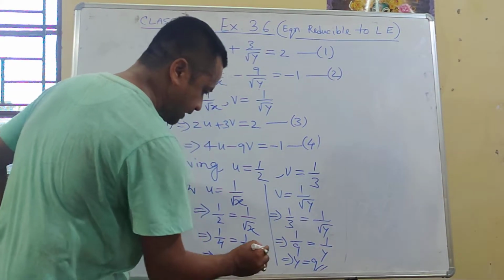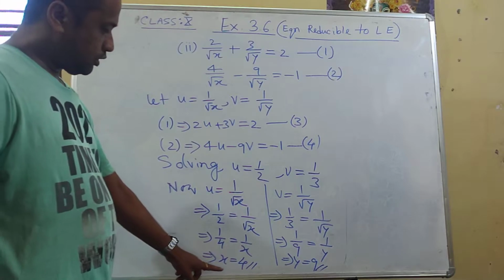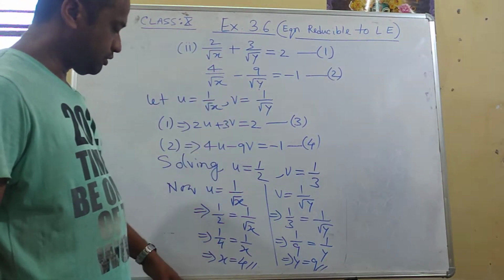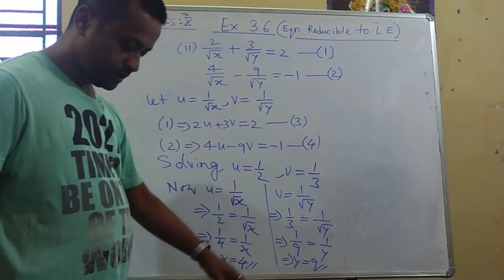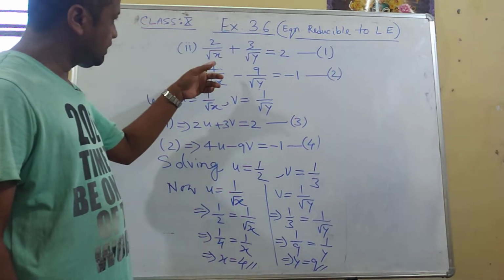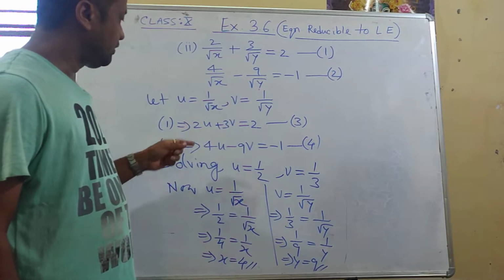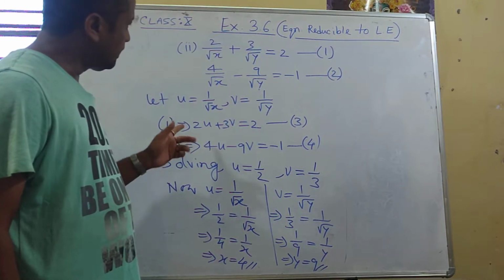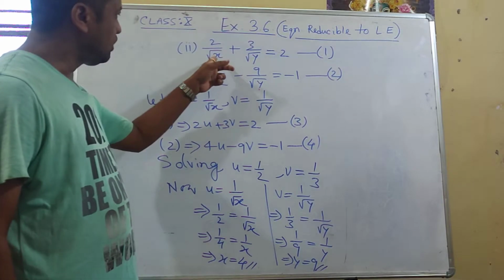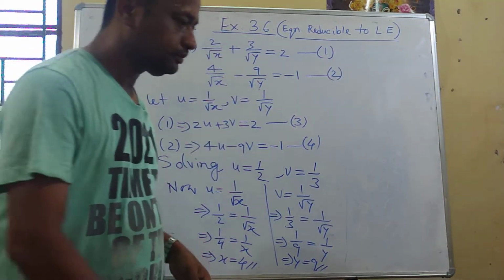So y is equal to 9 and x is equal to 4 are the original solutions for this pair of linear equations. X is equal to 4 and y is equal to 9. So like this, these pairs of equations reduce to our familiar linear pair of equations, and we will get the final answers in the original variables x and y.